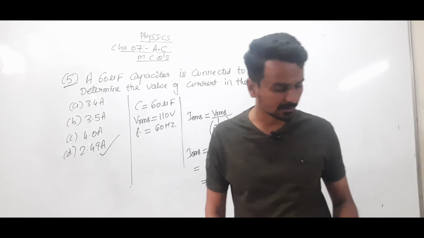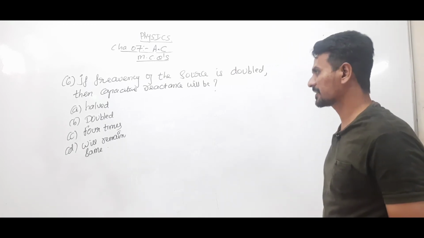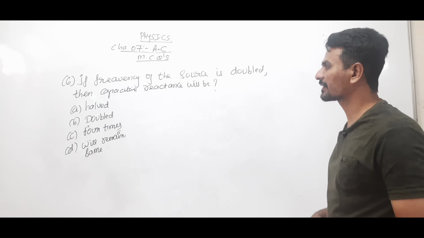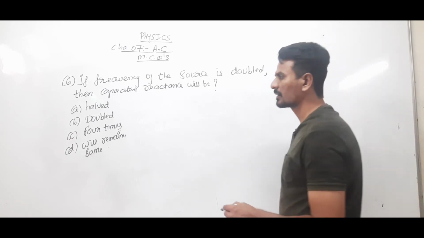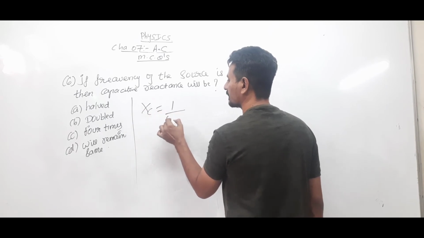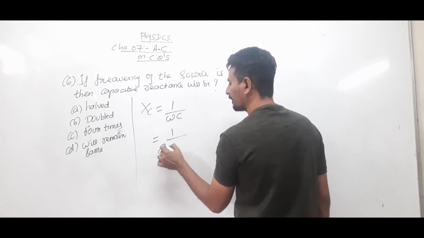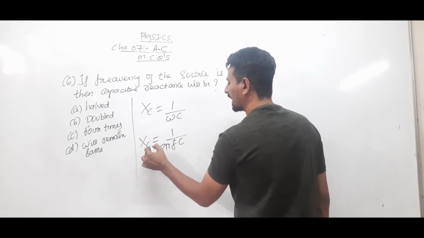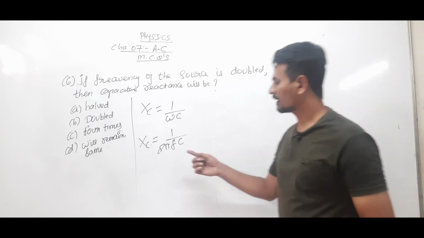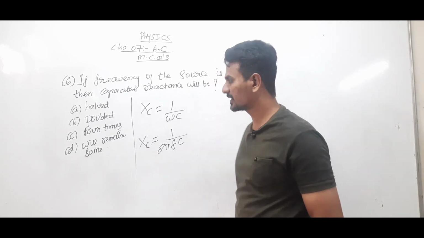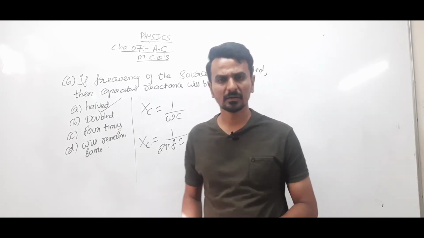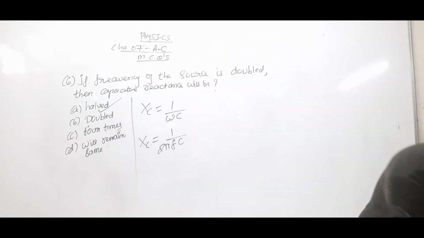Okay, fine. The next one. Sixth one. If the frequency of the source is doubled, what will be the capacitive reactance? That is, what will be the value of XC? So XC is 1 by omega C, that is 1 by 2 pi f C. So reactance is inversely proportional to frequency. If the frequency is doubled, the reactance will be half. It is inversely proportional. So A is the correct option. Done? Clear? Okay. The next one.